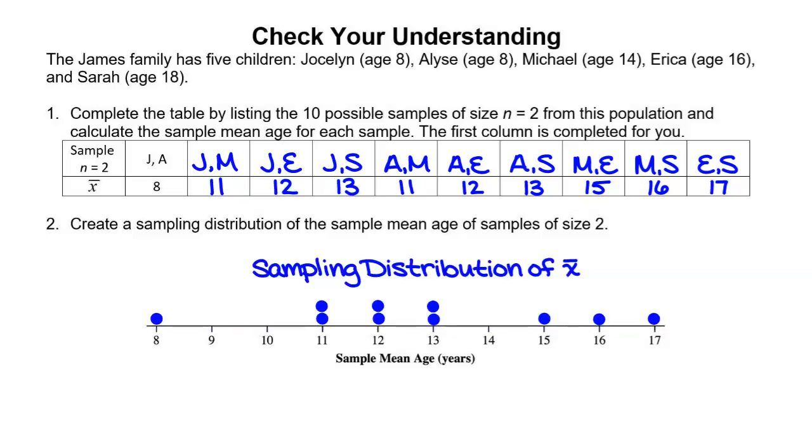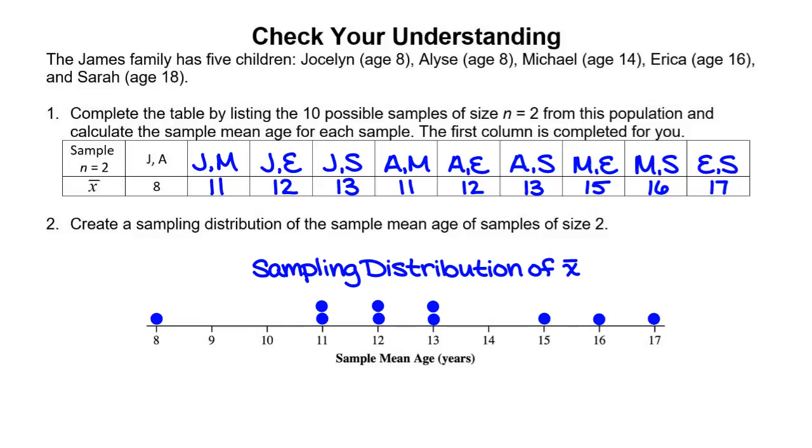Should look like this. Is this the complete sampling distribution or partial? Complete. Why? We have every possible arrangement of 2 siblings together. So this is the full sampling distribution. I want you to calculate the mean, calculate the average for the sampling distribution. So using the numbers from the table, calculate the average.